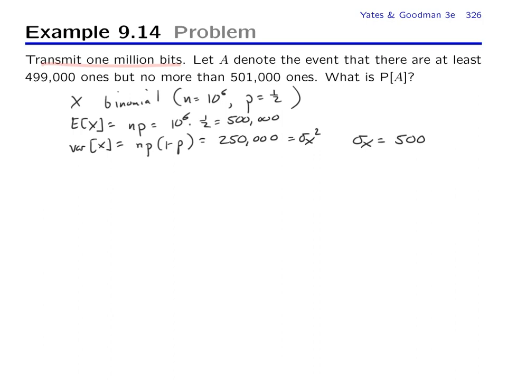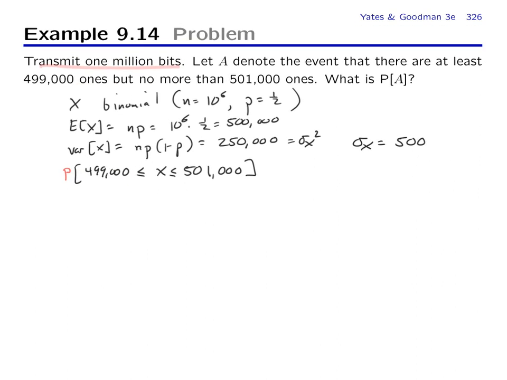Okay, so the question we're asked here is, what is the probability there are at least 499,000 ones, but not more than 501,000 ones? So we're asking, what is the probability that x is between 499,000 and 501,000?